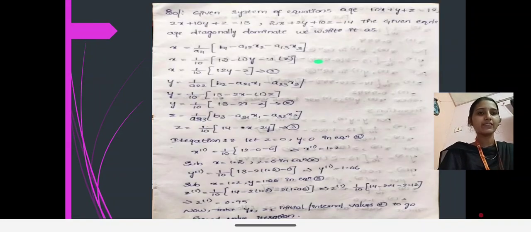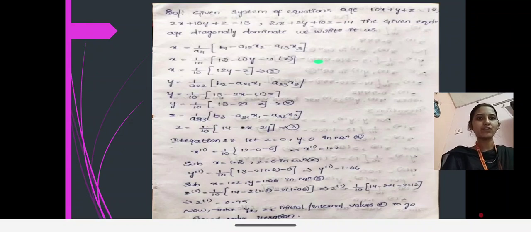First we have to write the given system of equations. Next, substitute the values in the equation. x equals 1 divided by a11, into b1 minus a12 x2 minus a13 x3. a11 means here 10, b1 means 12. From equation 1 we get the a11, b1, a13 and a12 values. x equals 1 divided by 10 into 12 minus y minus z. Let us consider this as equation 1.